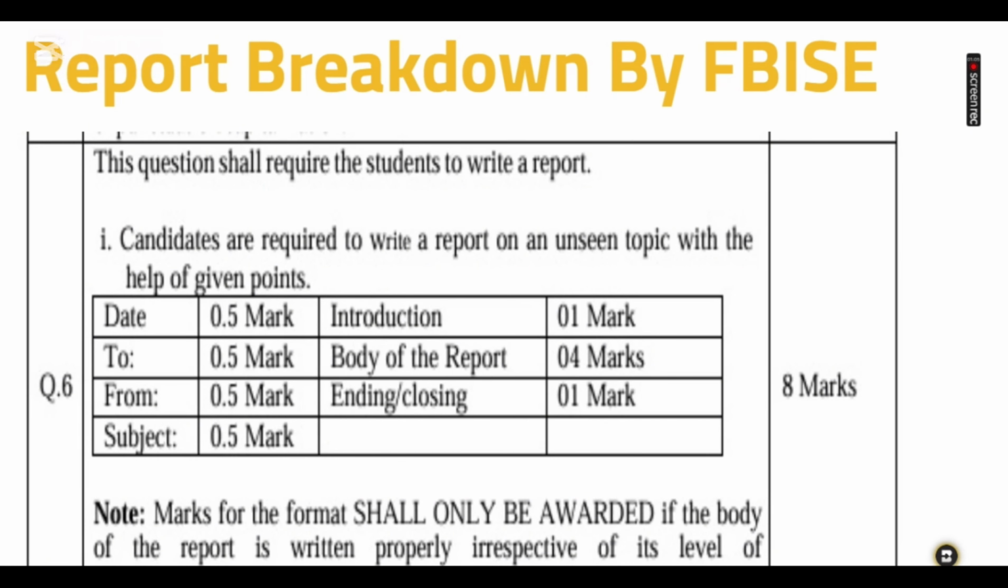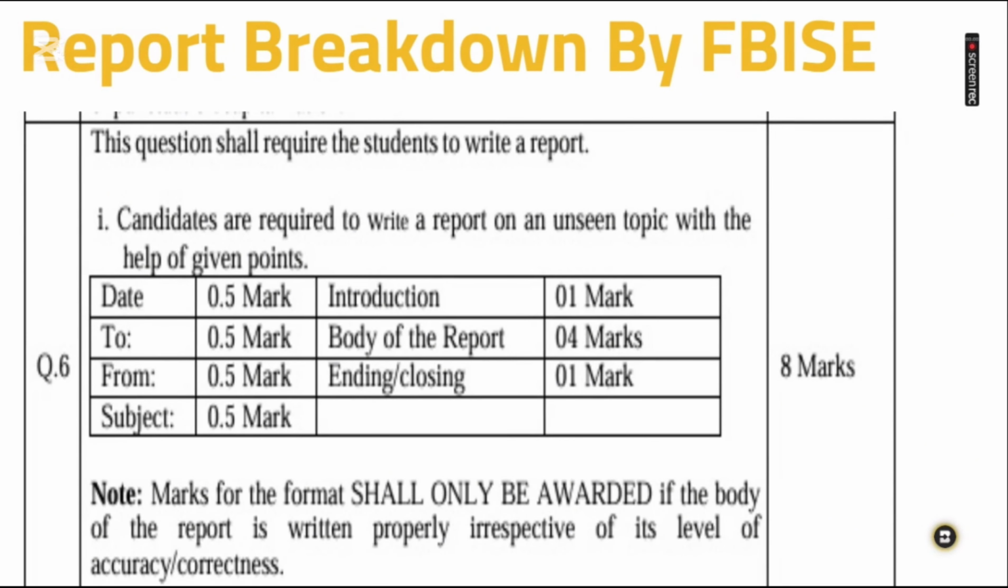Here is a report breakdown by FPISC. This report is included in both the HSSC 1 and HSSC 2 curriculum by FPISC. So it is question number 6 in both the papers. Let's first have a look at the report breakdown. First of all, your date, your to and from, who you are writing the report to, and from whom the report is being written, and the subject. All of these carry 2 marks altogether, 0.5 marks for each.